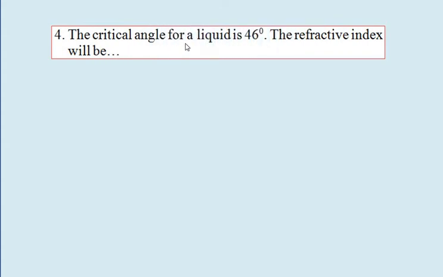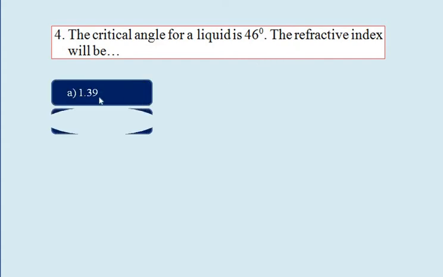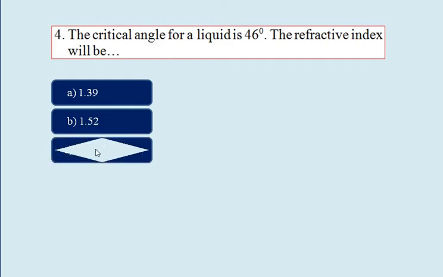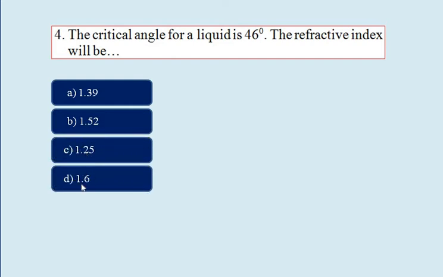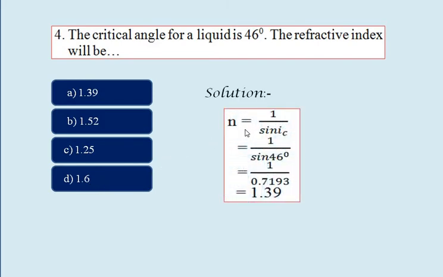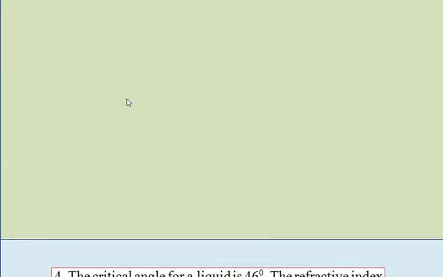The critical angle for a liquid is 46 degree. The refractive index will be? Option A 1.39, option B 1.52, option C 1.25 and option D 1.6. The solution is, the refractive index is equal to 1 upon sin iC, where iC is the critical angle, and we are given the value of the critical angle as 46 degree. Putting the value and calculating, we get the answer 1.39. So the correct answer is 1.39.